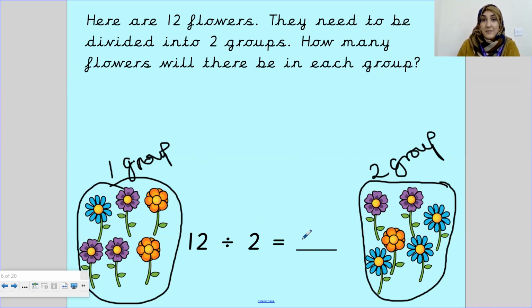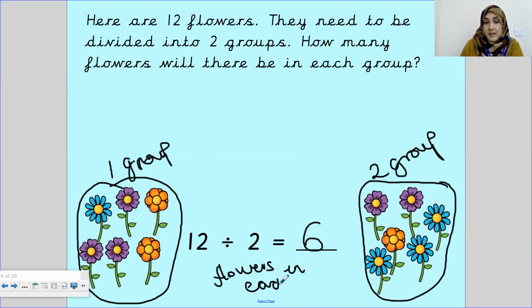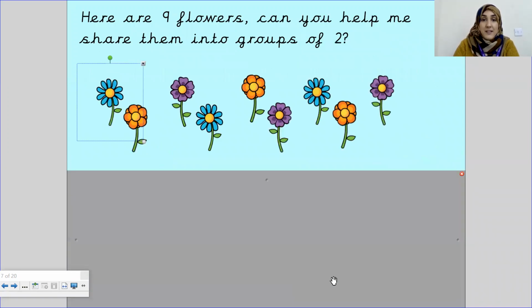Show me your fingers. Fantastic. I have six flowers in each group. So 12 divided by two groups equals six flowers. And I'm going to write it here underneath. Six flowers in each group. Okie dokie. Thank you so much for helping me, Morris class.